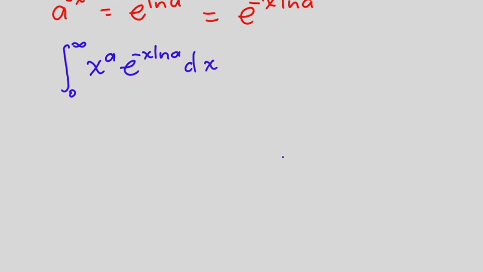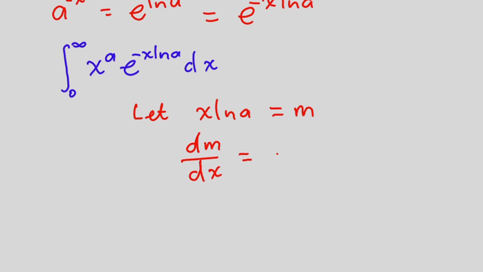Now let's go ahead and do some substitution here. Let x ln of a equal to m, so that dm will be equal to ln of a dx. And from here, if we make dx the subject, we're going to have dx is equal to 1 over ln of a dm. So wherever we see the dx here, we'll put this one.